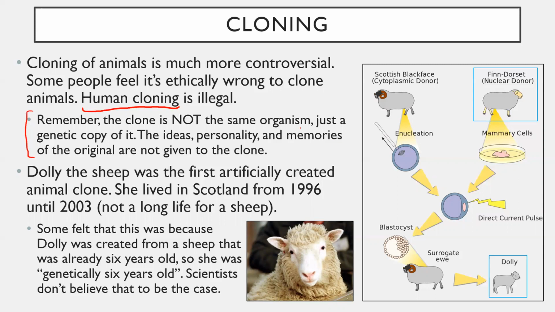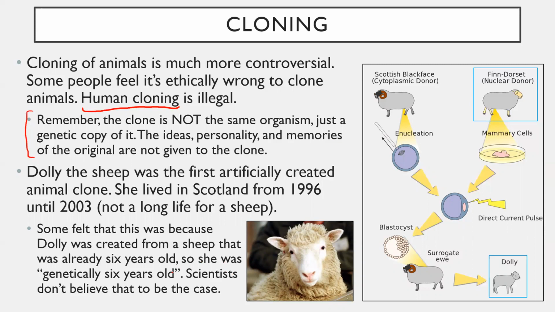And there was a lot of debate as to why Dolly didn't reach a full life expectancy. Some people, especially a lot of the media, felt that this was because Dolly was created from a sheep that was already 6 years old. So in other words, some people felt that when Dolly the sheep was born, even though she was a baby sheep, she was already genetically 6 years old. Scientists have disproved this. They don't believe that to be the case at all.